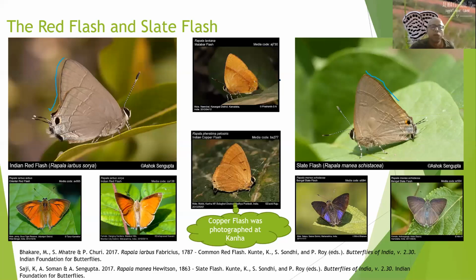I have seen very confusing specimens in the wild, and it was difficult for me to distinguish them just by looking at the underwing, the hindwing patterns. Of course, in the forewing, they are quite obvious: the red flash has red, both males and females, whereas in the slate flash, the male has a lot of blue in it, and the female is grayish, blackish gray. These two are very common species in the Western Ghats, and not only the Western Ghats, they are distributed almost everywhere in peninsular India.